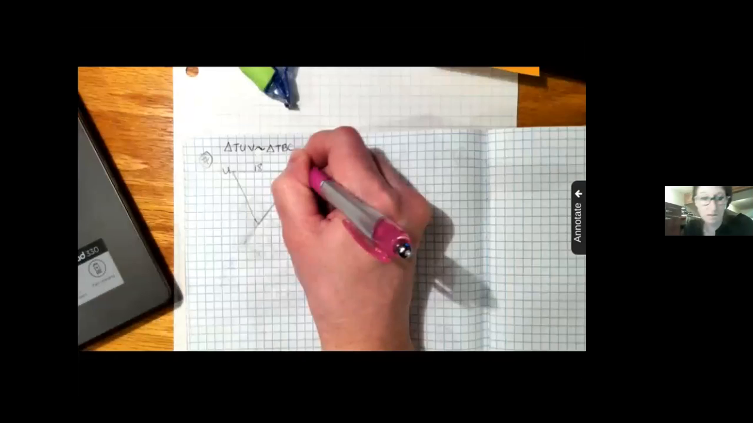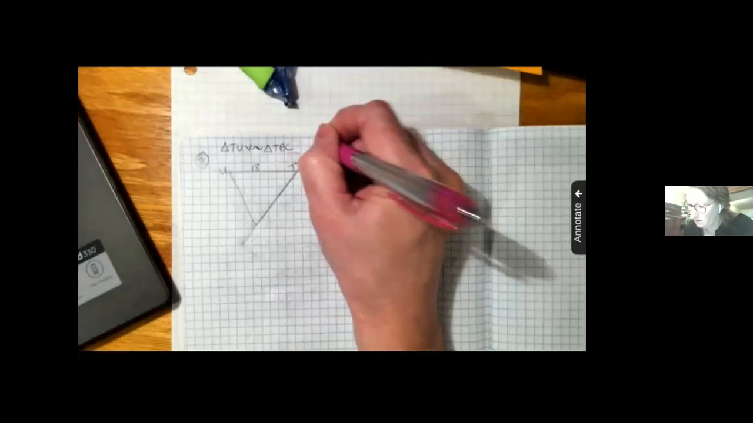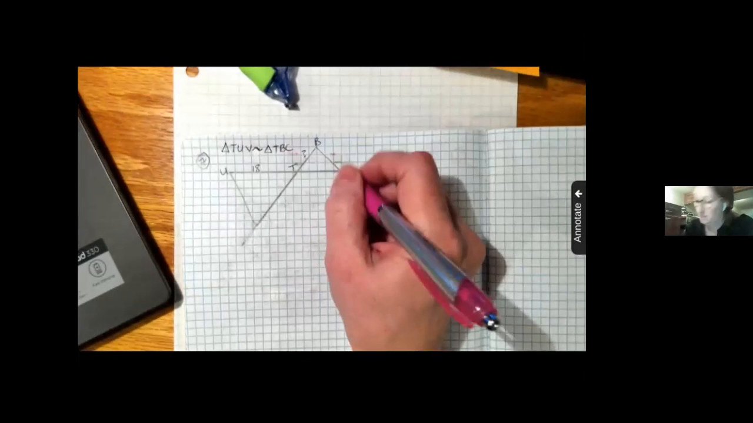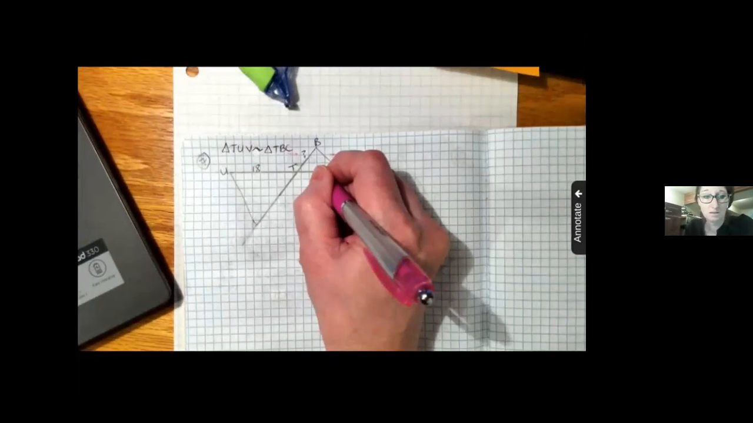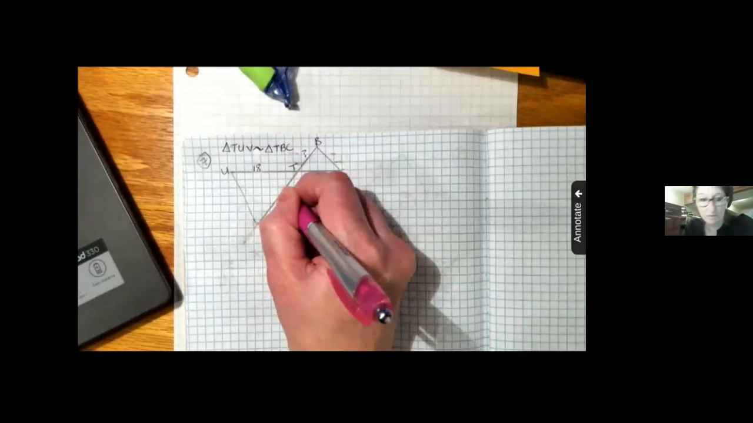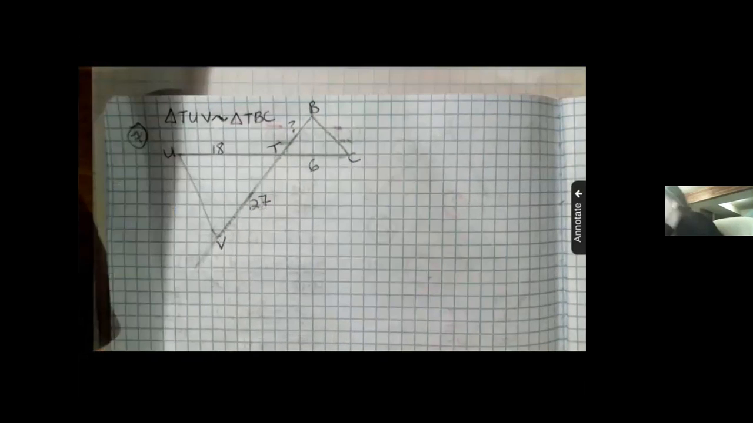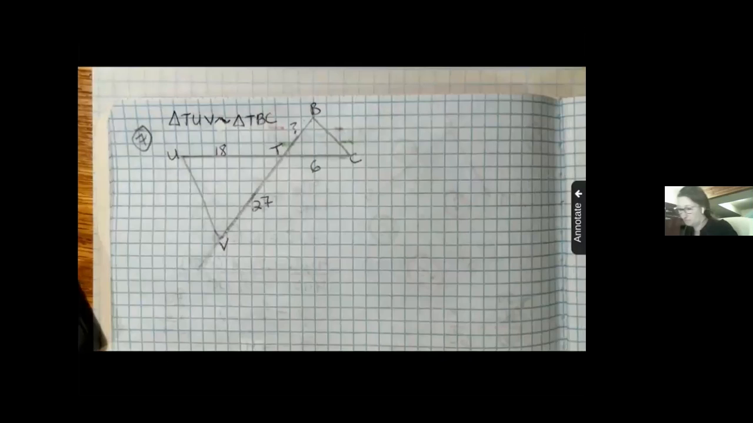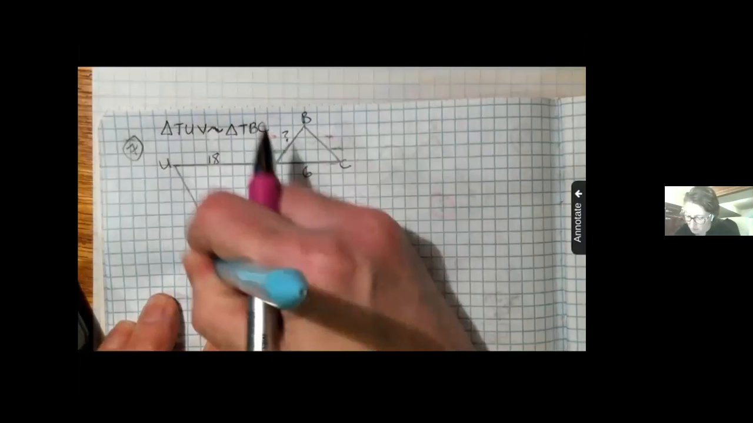Okay. All right. So U is here. 18. T. B. This is a question mark. C. 6. 27. And V. Okay. So here's what we know. Let me zoom in so you guys can see it. Okay. Sorry about my little oops there.